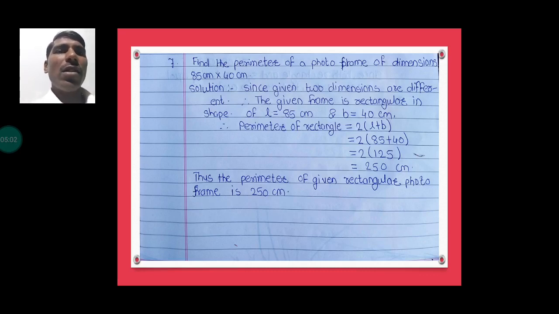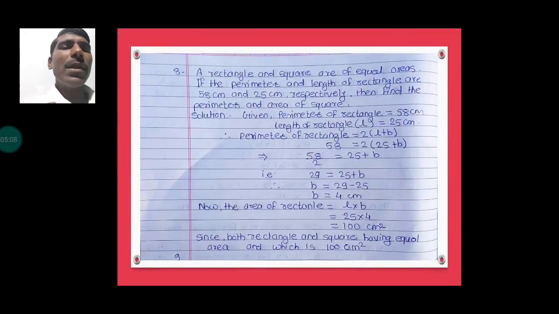Now we are going to solve the next example, that is number 8. A rectangle and a square are of equal areas. This type of example we have solved in the first video, where it is solved in our textbook. The rectangle and square are having equal areas, if the given perimeter and length of the rectangle are 85 centimeter and 25 centimeter respectively.